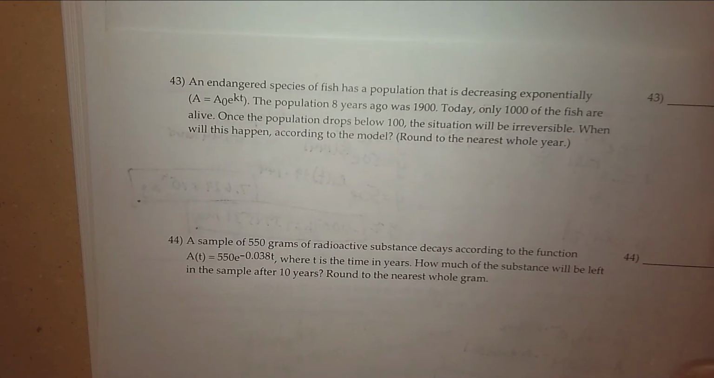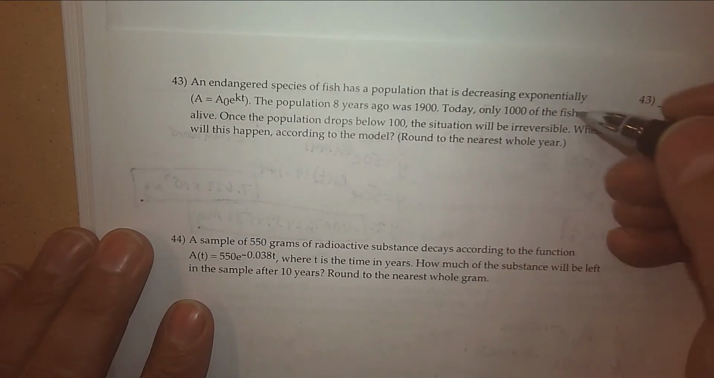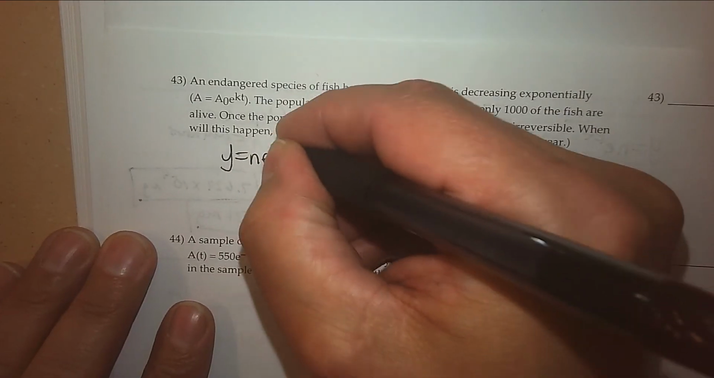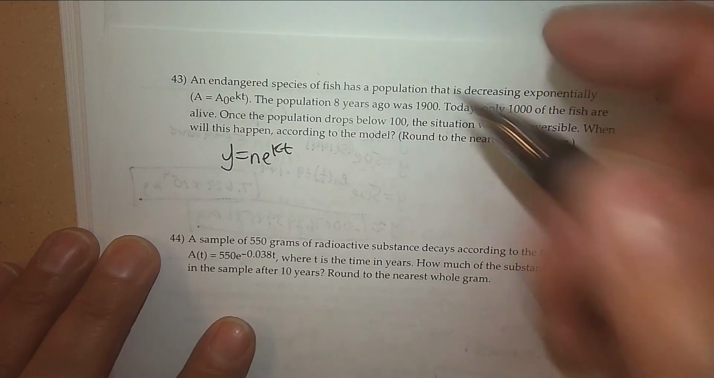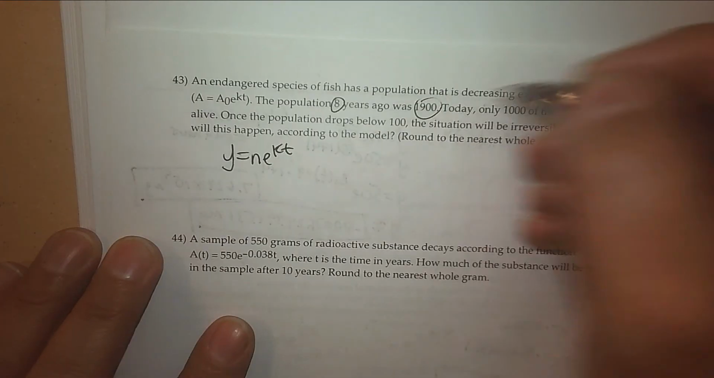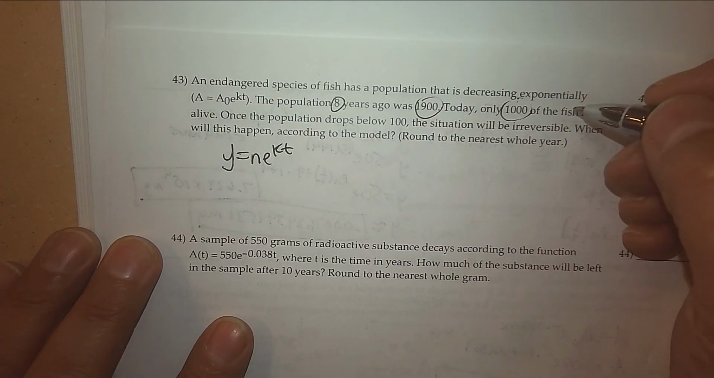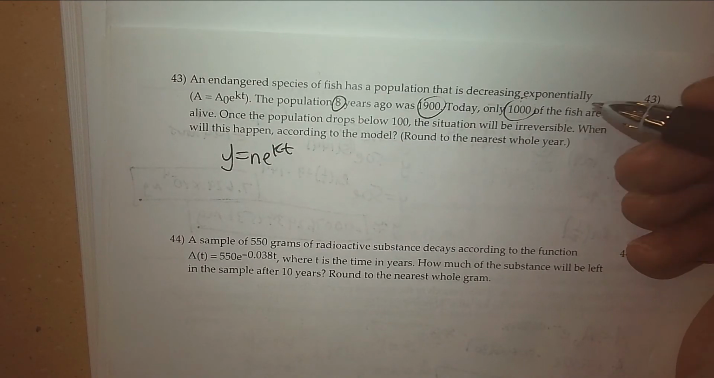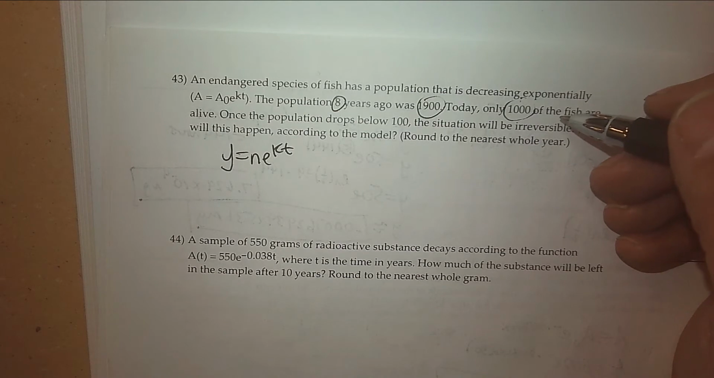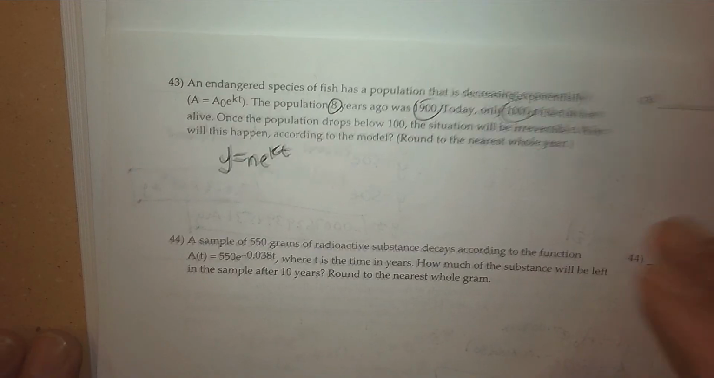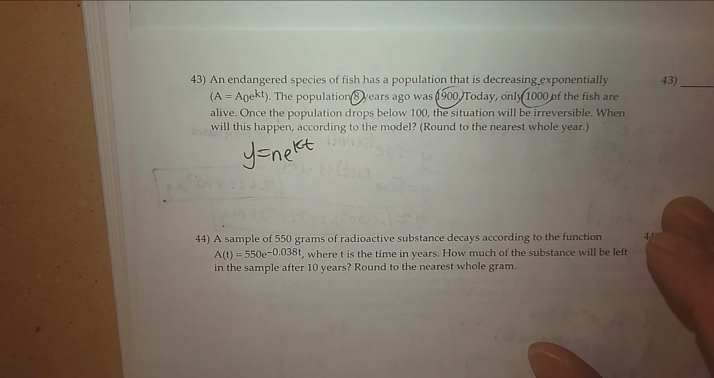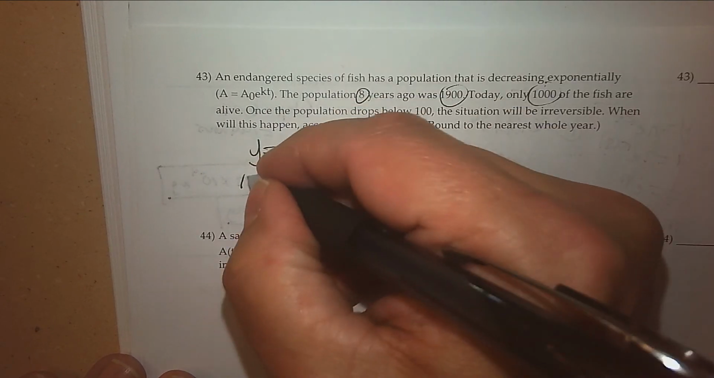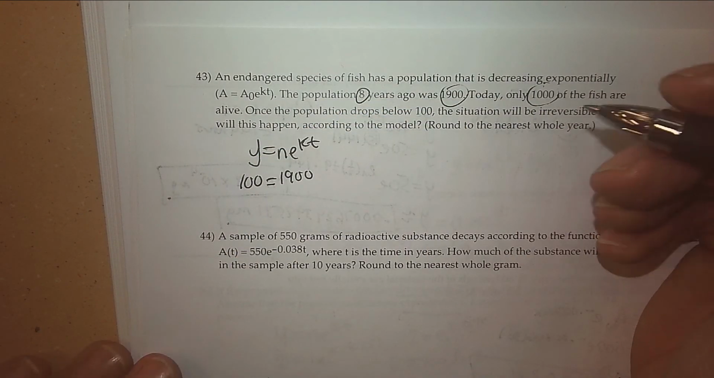43. An endangered species of fish has a population that is decreasing exponentially. So they give you that. We know that even better is y equals n e to the kt. That's fine, write that down. The population 8 years ago was 1,900. Today you only have 1,000 that are alive. Once the population drops below 100, the situation will be irreversible. So when will this happen? So that irreversible, I mean, once it's below 100, the fish will no longer exist. They can't repopulate itself, and it will die out. So to answer this, we start with 1,900 fish. We can't get below 100, so we need to know how long it will take to get to 100.